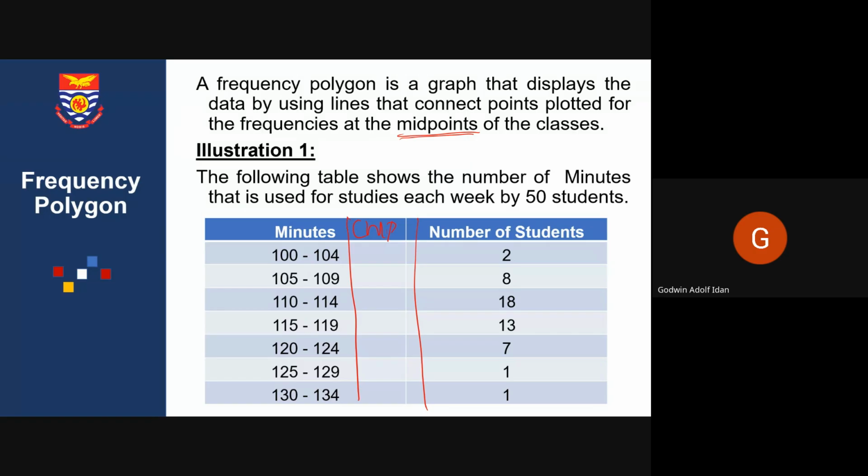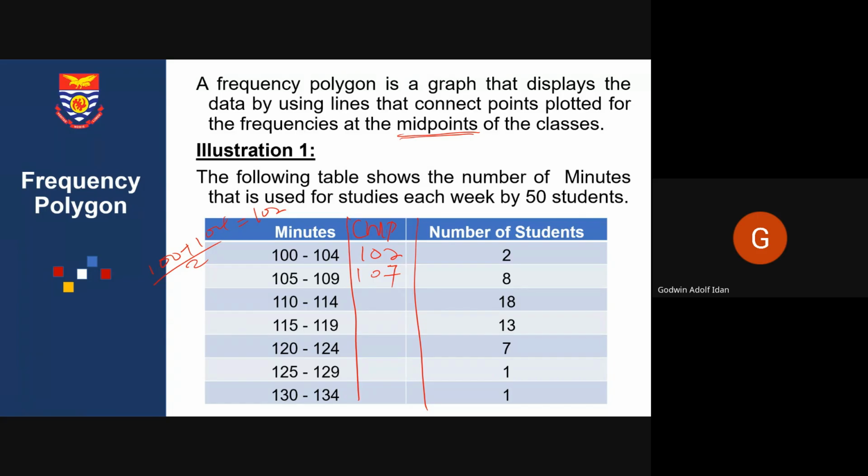So for you to get the class midpoint from this illustration, first, we add our 100 to our 104 and divide it by 2. And the answer is going to be 102. So the first row is going to be 102. Then the next one is 105 plus 109 divided by 2, which gives us 107. So we do that in that particular order.